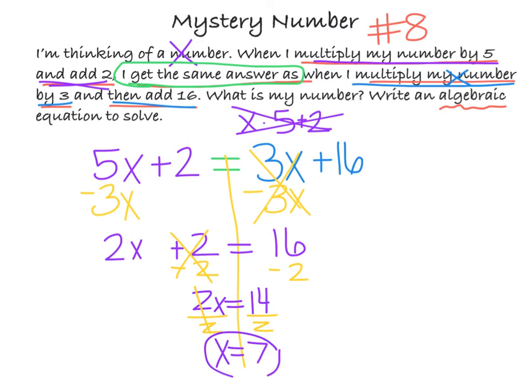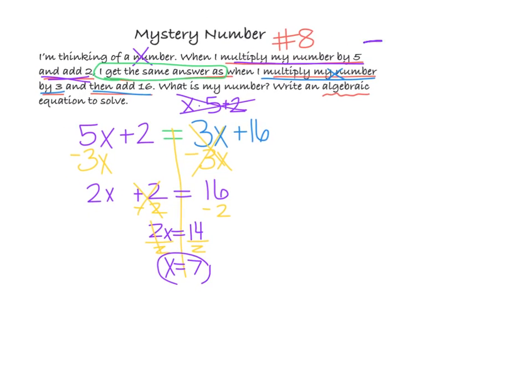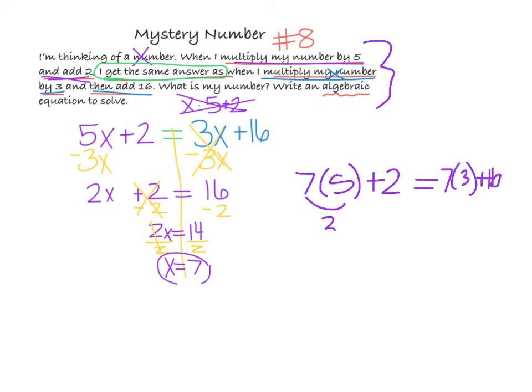And I'm going to go back and plug that into my original problem up here and make sure that works. So it says I'm thinking of a number, so 7. When I multiply my number by 5, so 7 times 5, and then add 2, I get the same answer as when I multiply my number by 3, so 7 times 3, and then add 16. All right, let's see if these equal each other. Well, we know this is 35, and 35 plus 2 is 37. Over here we have 21 plus 16, and we know that's also 37. So it looks like our answer of x equals 7 is in fact our mystery number.